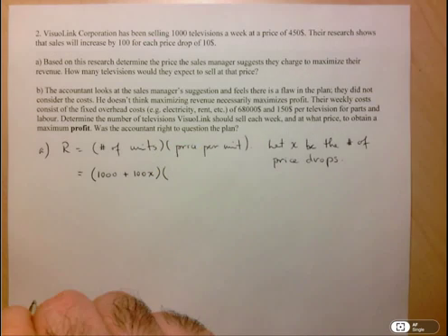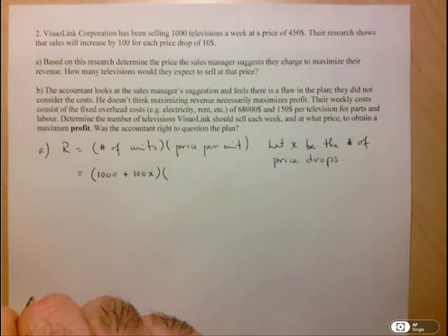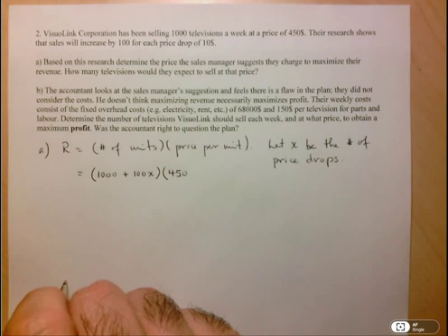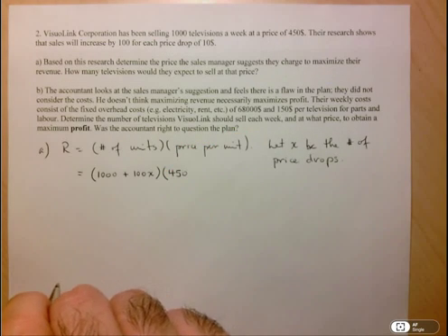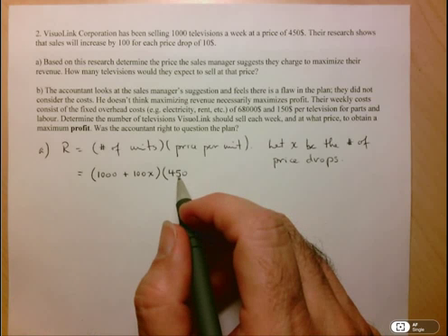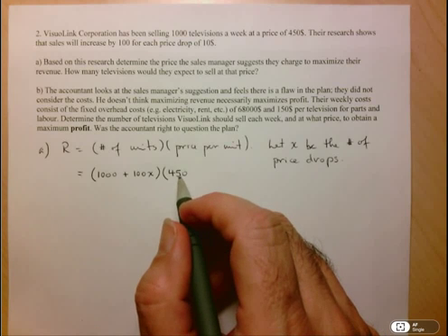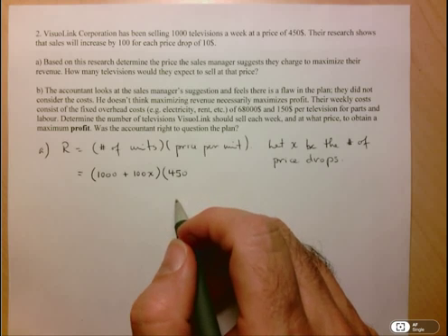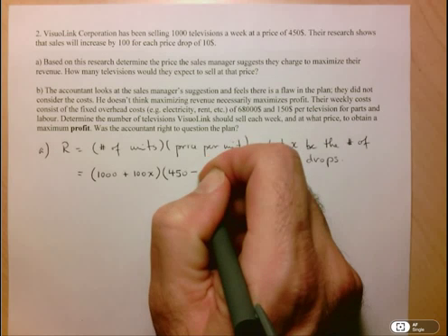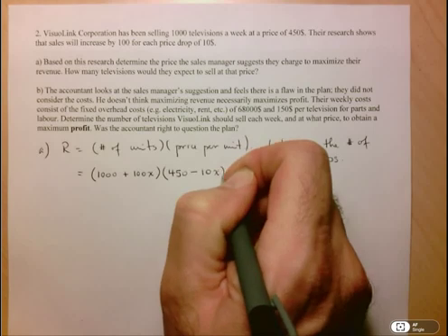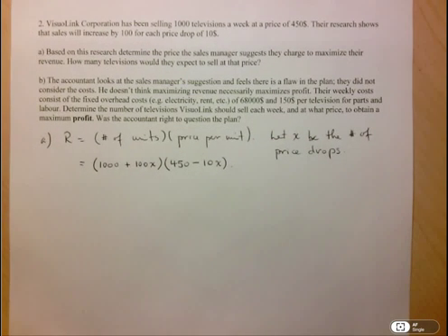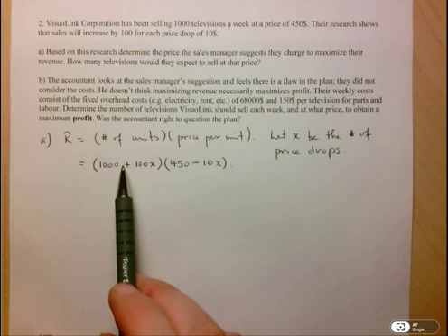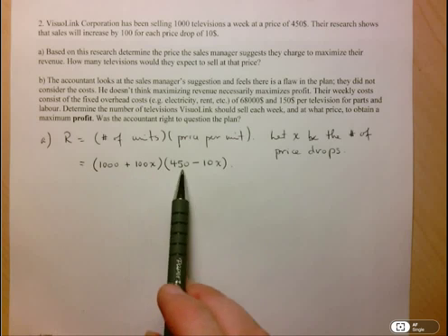Now we can do something similar for the price per unit. Right now they're being sold for $450, and every time we have a price drop, the price goes down by $10. So I drop the price once, we go to 440. If I drop the price twice, we go to 430. It goes down by 10 every time. So we can write this as 450 minus 10x. Now what we've managed to do is come up with an equation for revenue which uses only one variable.